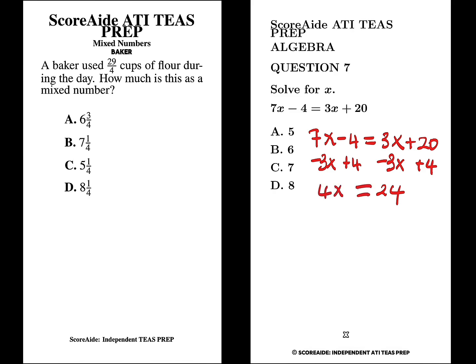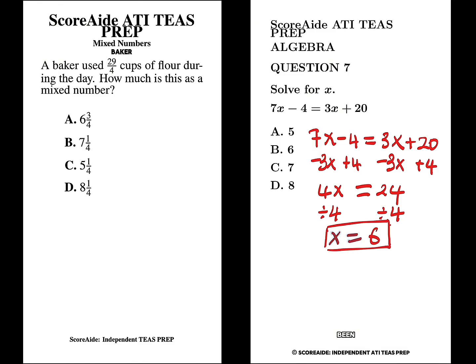So in this case, x is not independent. It is multiplied by 4. So we are going to divide, which is the opposite of that operation. We're going to divide both sides by 4. And the result is x equal to 6.